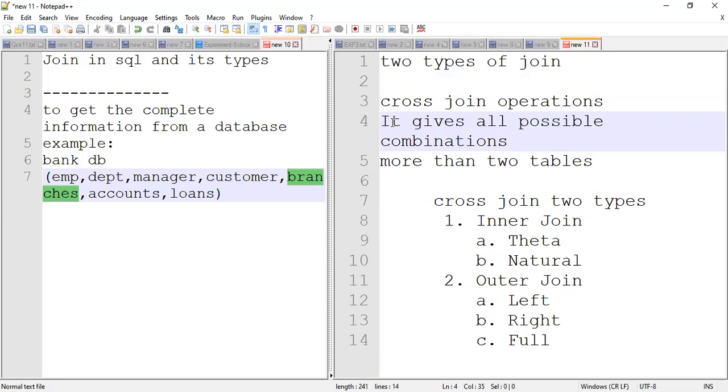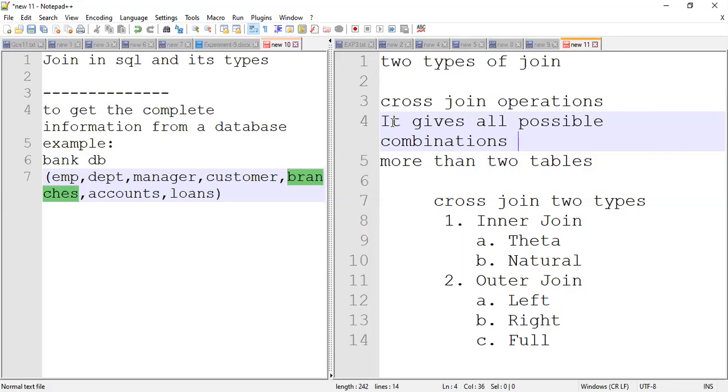So it gives all possible combinations. How many tables? The number of tables that are participating. Not only 2. If n tables are participating, then it will give all n crossed. You know the for loop. If you have utilized 3 nested for loops, what is a for loop? A for loop is nothing but a crossing operation.